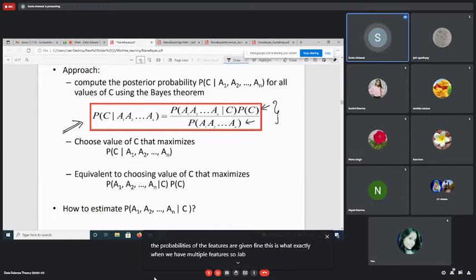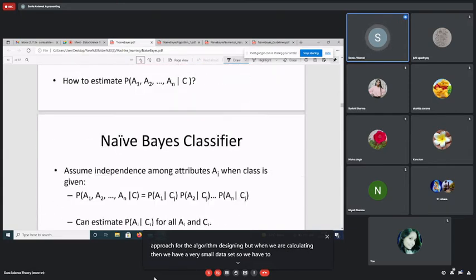So जब हम कंप्यूटर पे, जब हम एल्गोरिथम बनाएंगे ना, तो एल्गोरिथम ऐसे कैलकुलेट करता है. हम कैसे कैलकुलेट करेंगे? हम इंडिविजुअल कॉलम्स को एक एक करके कैलकुलेट करेंगे. ये एक ही बारी में सबको इकट्ठा कैलकुलेट करता है. So this is actually the approach. You have to go for this approach for the algorithm designing, but when we are calculating manually, we have a very small data set, so we have to work on it.